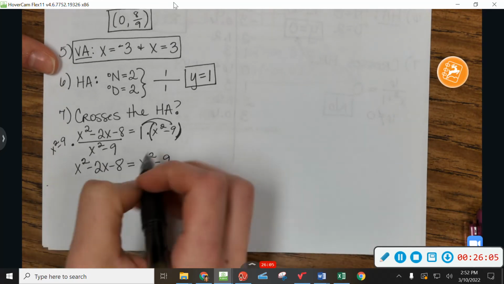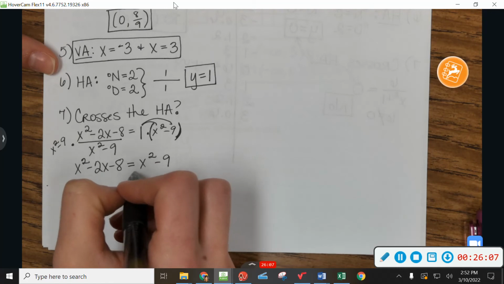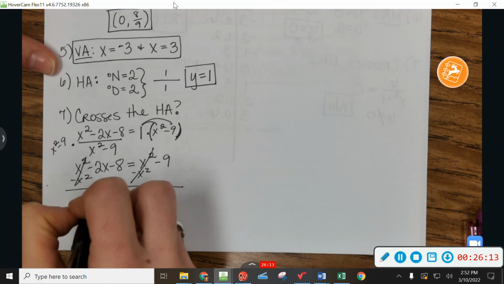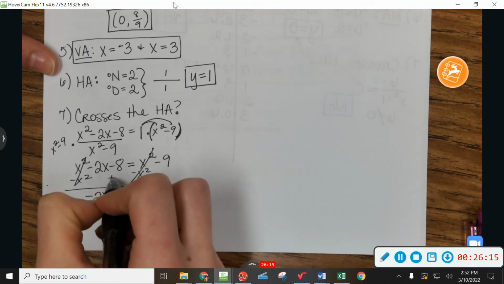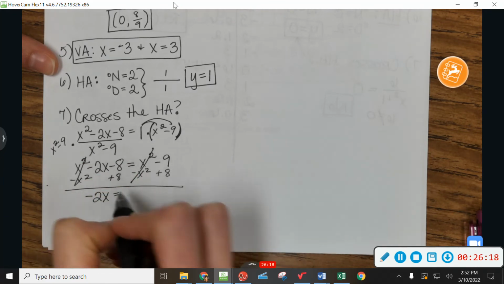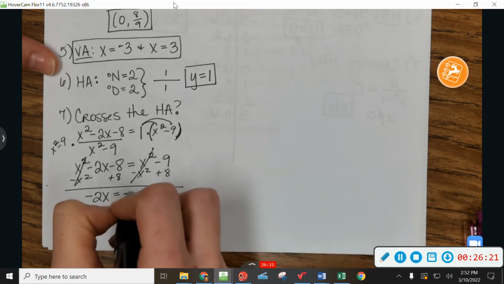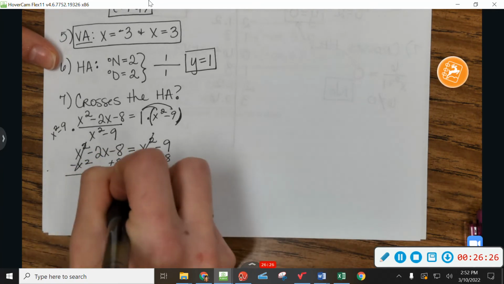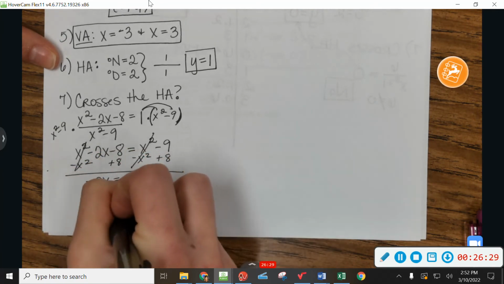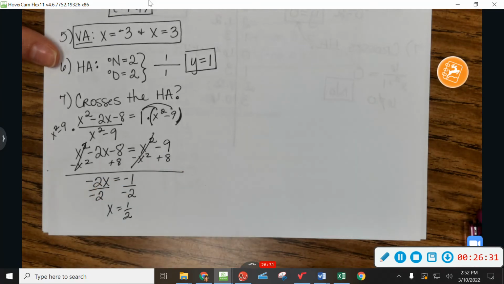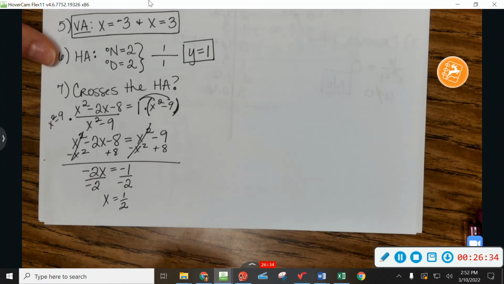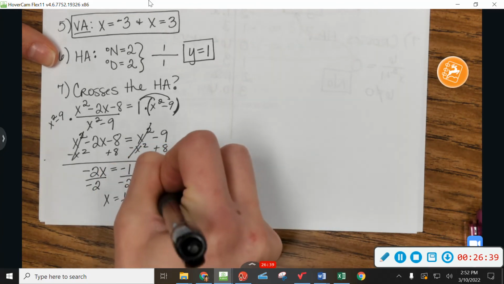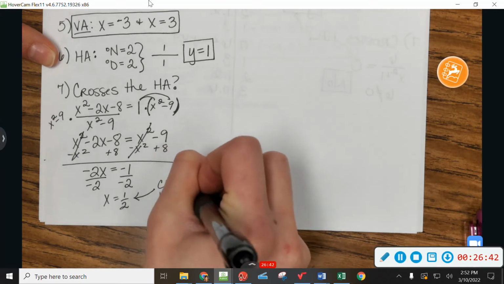Alright, if I'm going to solve that, I would subtract x squared. If I were to do that, it would cancel. I've got negative 2x. Well, I could add this 8 in the same step. Negative 9 plus 8 is negative 1. To solve for x, divide by negative 2, x equals positive 1/2. So here I got an actual x value. So what this means is it crosses your horizontal asymptote at x equals 1/2.